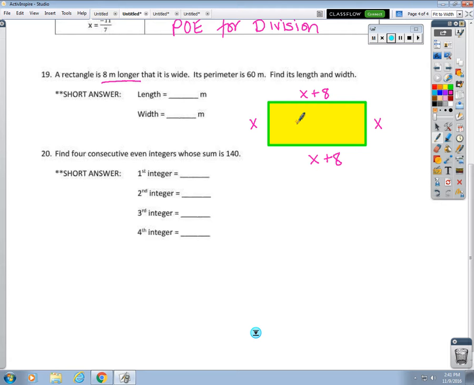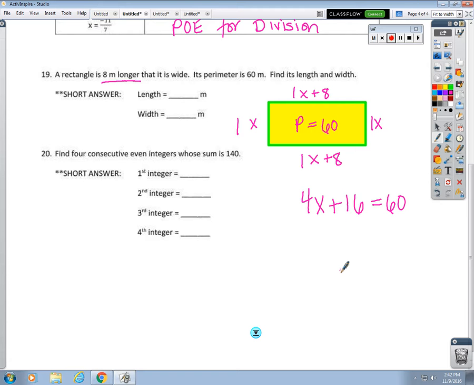Now they tell us the perimeter is 60. How do you find perimeter of a rectangle? Add up all the sides. Area would be multiply like length times width. But perimeter, you add them all up. So when we add up the x plus 8 with the x plus 8 and the x, what does that add up to be? 4x plus 16. Because we have 1x, 2x, 3x, 4x, and 8 plus 8 is 16. And when added up, they should equal the perimeter of 60.